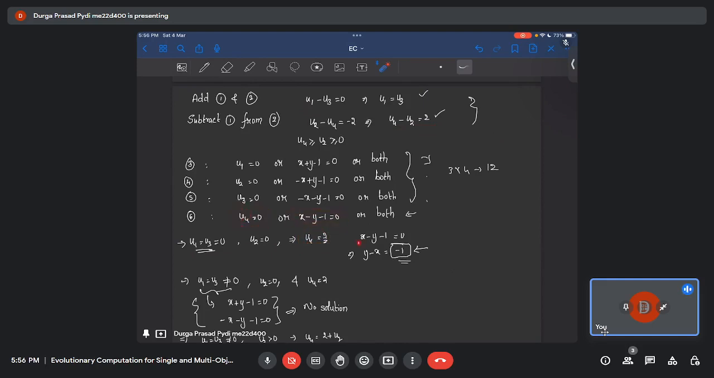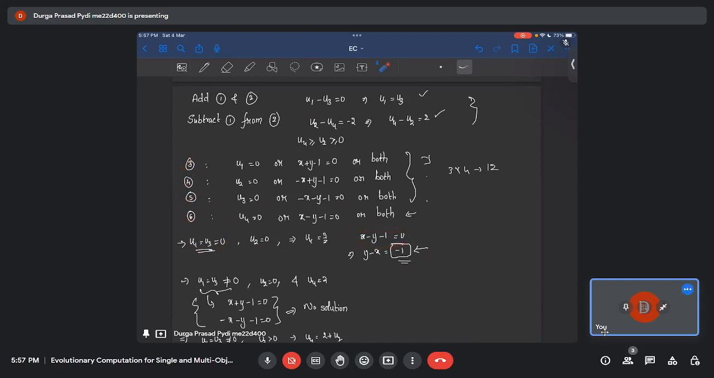So x minus y minus 1 equal to 0, which gives me a value of y minus x equal to minus 1. So in this particular scenario, all my KKT conditions are satisfied. Like you can see, u1 and u3 are 0, so essentially 3 and 5 are satisfied. u2 equal to 0, so 4 is satisfied.